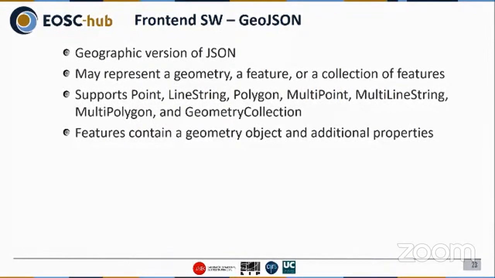Finally, to wrap up the software overview, we also use GeoJSON. GeoJSON is a geographic version of JSON, and it may represent a geometry, a feature, or a collection of features, supporting points, lines, polygons, multipoints, and many other features. These features contain a geometry object and additional properties.